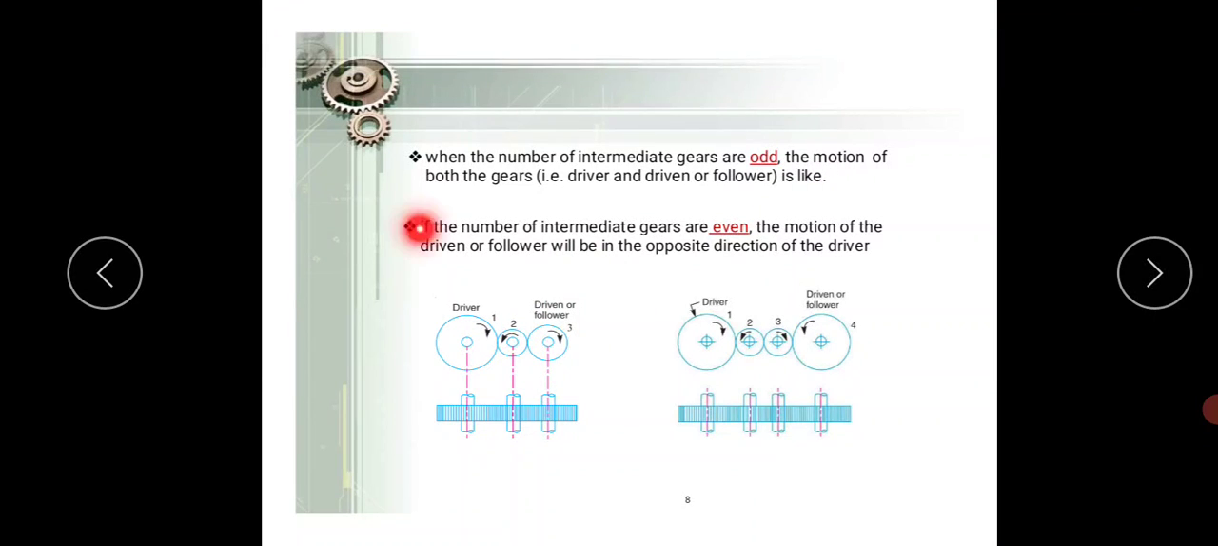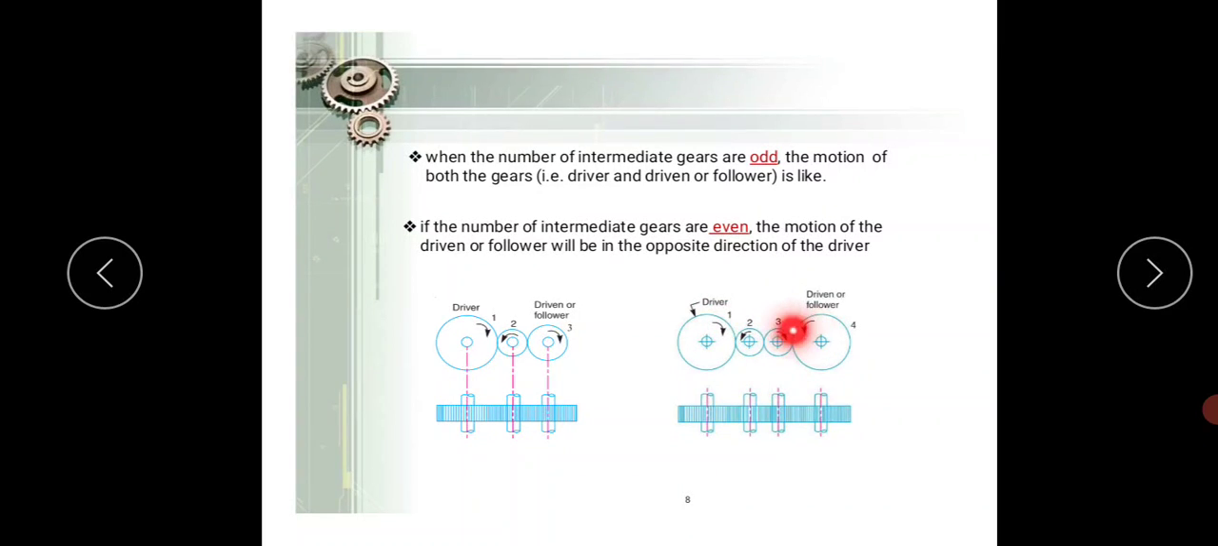Second thing, if the number of intermediate gears is even, for example here, we have 4 pairs of gears. The motion of the driven or follower will be in the opposite direction of the driver. See here, the driver gear rotates in the clockwise direction. These are the intermediate gears. The second intermediate gear is rotating anti-clockwise.